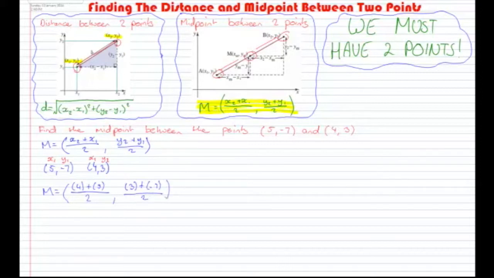over 2, which of course is equal to 4 plus 5 is 9 over 2, comma, 3 plus negative 7 becomes negative 4 over 2. Now there's no common factors that go into 9 and 2, so we leave that as it is, as a fraction, but we can cancel down negative 4 over 2, that becomes of course negative 2. So therefore the midpoint is at 9 over 2, comma, negative 2. 9 over 2 being my x coordinate and the negative 2 being my y coordinate.